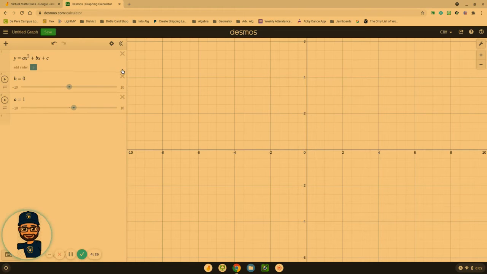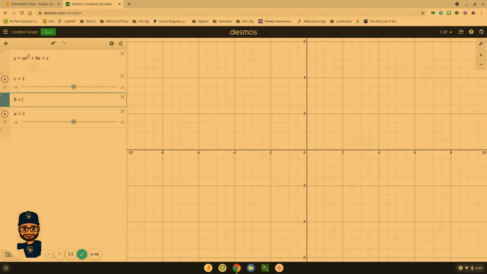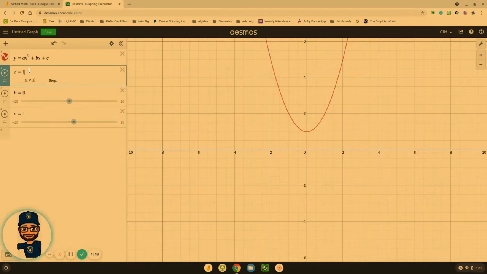So let me just get rid of these for a moment. So you can see I've got y equals ax squared plus bx plus c. And you've got this little option here to add sliders, meaning I can adjust some of these values for a, b, and c. And so we're going to start out with the standard one where we have a is 1, y equals ax squared.